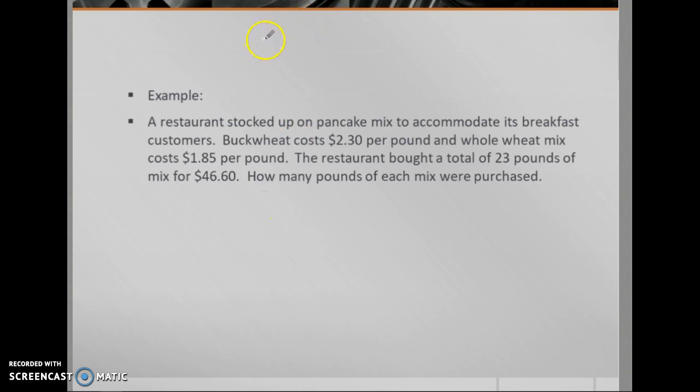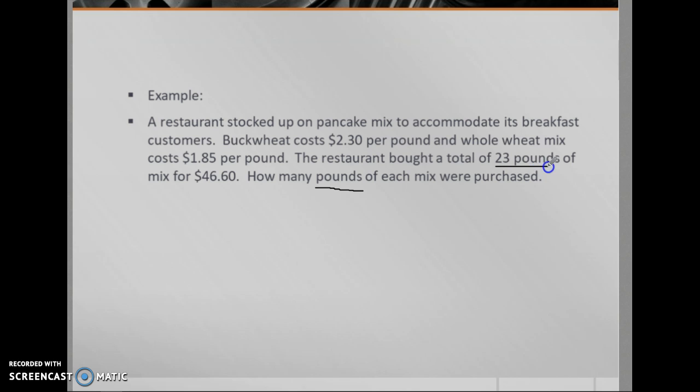Another example of a cost problem is where you have to set it up as a mixture problem. So in this example, we have two unknown values, but we have to set it up in terms of the same variable. The problem is a restaurant stocked up on pancake mix to accommodate its breakfast customers. Buckwheat costs $2.30 per pound, and whole wheat mix costs $1.85 per pound. The restaurant bought a total of 23 pounds of mix for $46.60, and we have to figure out how many pounds of each mix were purchased. So right now the key is we're trying to figure out pounds. So that kind of gets us started.